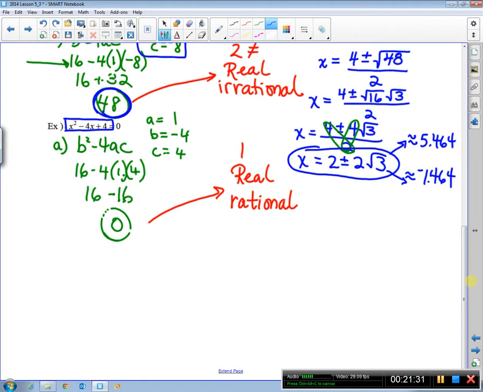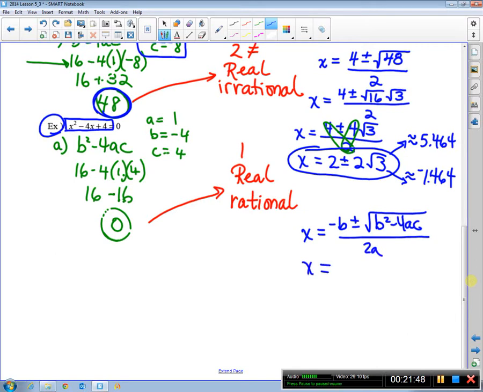Let's find the roots for this one as well, this x squared minus 4x plus 4. So x equals negative b plus and minus square root b squared minus 4ac, our discriminant, all over 2a. All right, using the values from over here, b is negative 4, so negative negative 4. We already figured out our discriminant. Oh, it's 0. Awesome. All over 2a. So we get 4 plus and minus nothing all over 2. Which is just 4 over 2, which is 2.